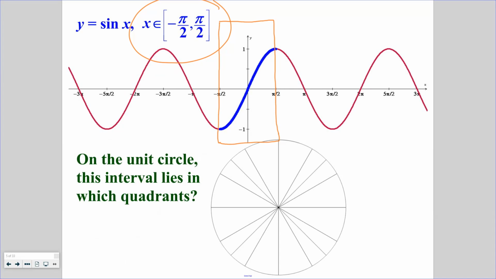Okay, on the unit circle, negative pi/2 to pi/2, that's here. That's between the first and the fourth quadrant. So visually, we're looking at angles with inverse sine in the first or the fourth quadrant, because of the way that I've restricted the domain of sine. Now, this is a little tricky. I promise it'll get a little bit easier as we start practicing more and more.